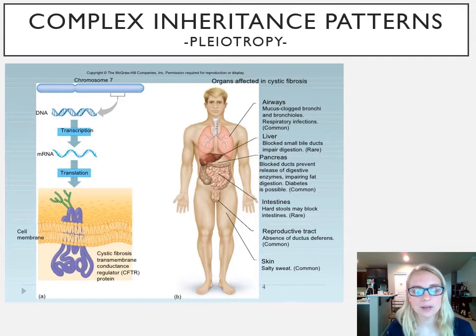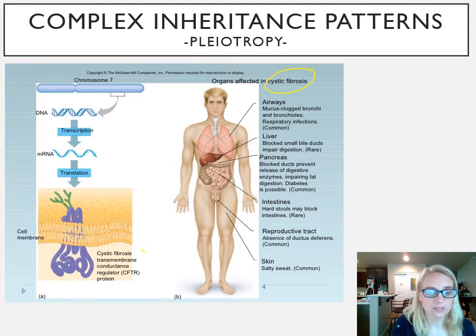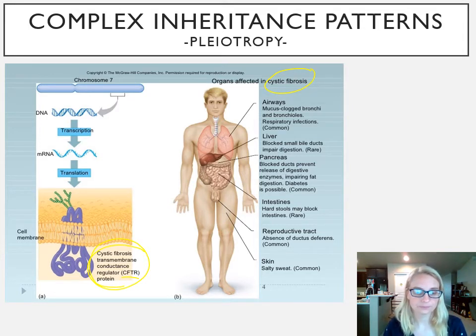The example that I give here is a disease called cystic fibrosis. There's one gene that codes for this particular enzyme or protein. It's called CFTR, cystic fibrosis transmembrane conductance regulator protein. In normal individuals, it's normal. It helps pump and move ions across the membrane, like sodium and chlorine ions.